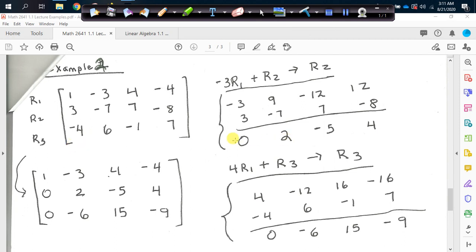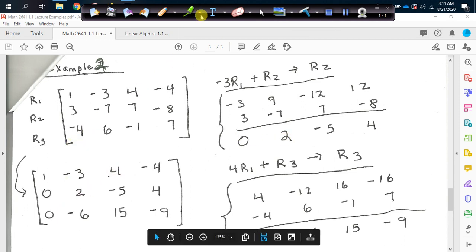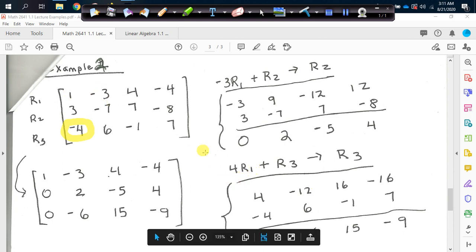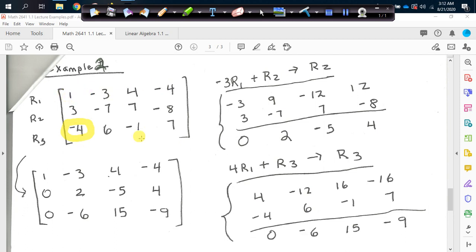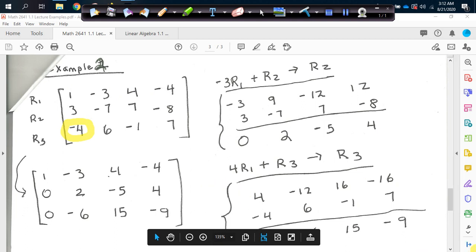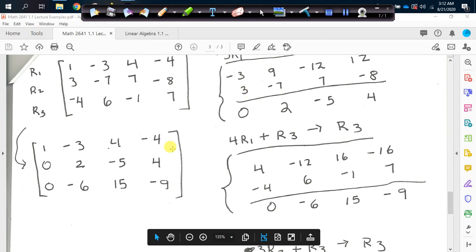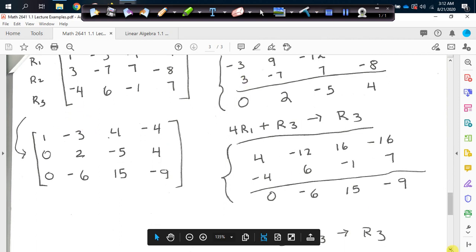So I've got this, and now what I want to eliminate is this value right here. So to do that, I'm going to take 4 times row 1 plus row 3, because if I multiply this times 4, that'll give me a 4, and a 4 plus a negative 4 is 0, and that's going to be my new row 3. So I multiply row 1 times 4, and I get this, and then I add it to row 3, and then I get this. And then I went ahead and I wrote my new matrix. So my new matrix with the two different row operations that I did looks like this.